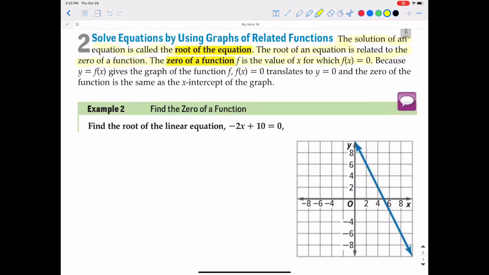So example number 2 says find the root of the linear equation negative 2x plus 10 equals 0. To find the root of that equation literally just means to solve it. That's all it means, solve it. So we would solve this by subtracting 10 from both sides. You get negative 2x equals negative 10. Divide by negative 2, and you would get x equals 5. That is the root of the equation, x equals 5.